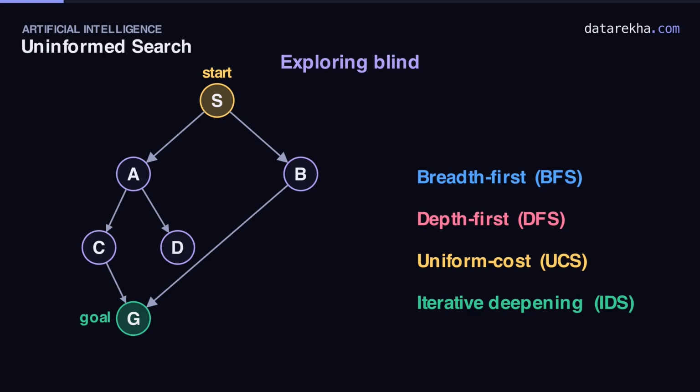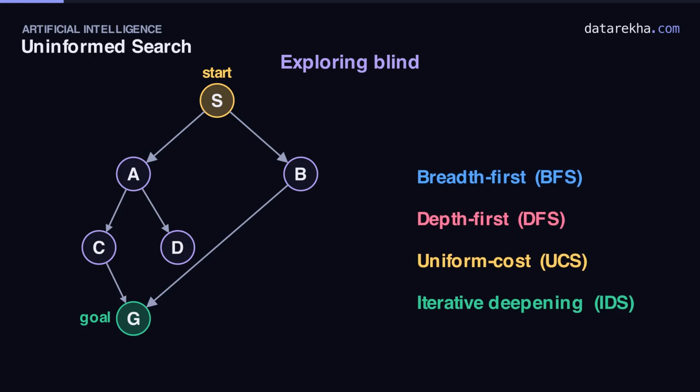Four classic answers. Breadth first search fans out level by level. Depth first search plunges down one path. Uniform cost search follows the cheapest total cost. And iterative deepening blends the best of the first two. They all share one language.